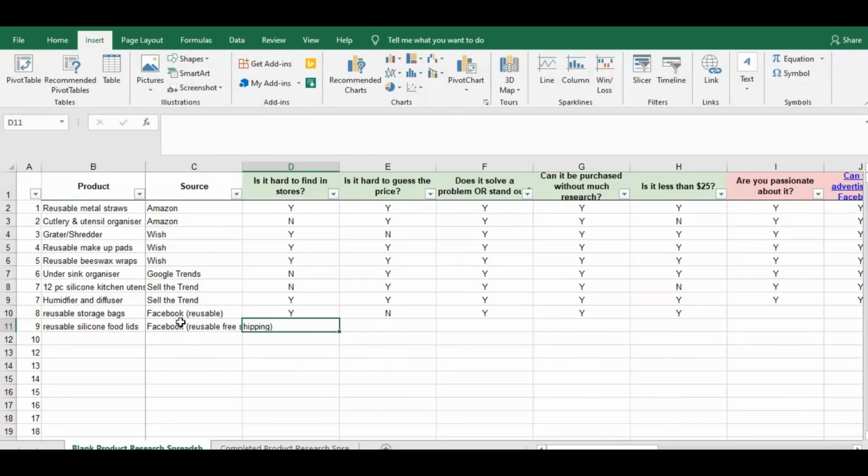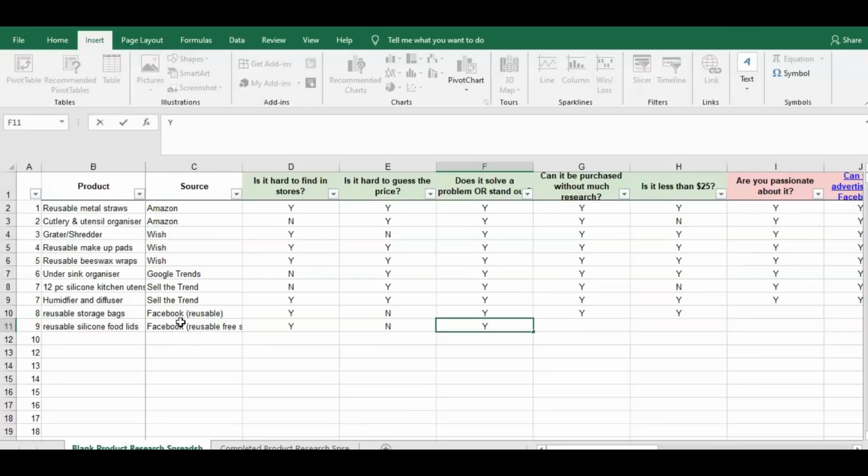Is it hard to find in stores? Well, it may well be in stores. I haven't seen those in stores, I'll be honest, but then I haven't really been looking for them until now, and actually that's a good indication. Hard to guess the price? Probably not particularly. So I'll put a note for that, even though I'm kind of undecided.